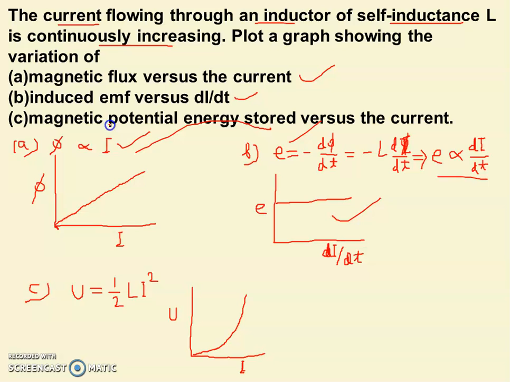Now third one, the magnetic potential energy, U equal to half L i squared. Now this is like a parabola, right? So the graph will be like this. This is parabolic and symmetric along the y-axis. So this is all about today's lecture. Thank you very much.